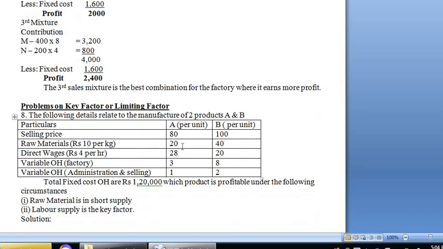Okay, so here is the problem. The following details related to the manufacture of two products A and B: particulars A and B, selling price, then raw material rupees 10 per kg, direct wages they have given, variable overheads factory, variable overheads administration and selling is given, then fixed cost overheads are rupees 1,20,000. Which product is profitable under the following circumstances.